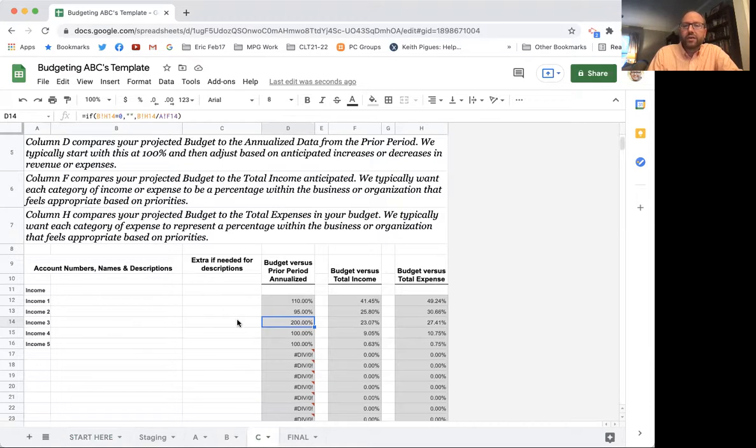And those things will only change to the extent that you make adjustments in that budget. Otherwise, you see income 4 and income 5, these are exactly the same because there were no changes made. So they're 100% of the prior period. But then another useful comparison that you can look at is your budget versus total income. This one is compared to the prior period. This one is compared to total income.